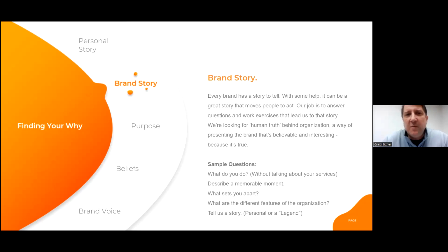Some of the questions that you might ask your stakeholders when exploring the brand story are, what do you do as an organization? And can you communicate that without talking about your services? Can you say, here's what we do, without saying, in the case of Sport Kansas City, for example, accounting and database work and governance and those elements that they do? Can we say what it is you do without talking about your services?